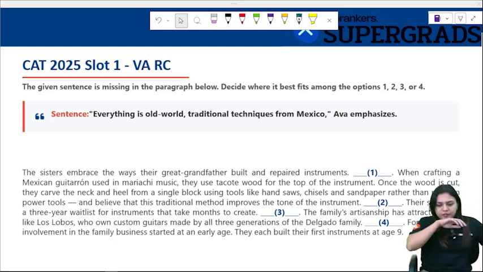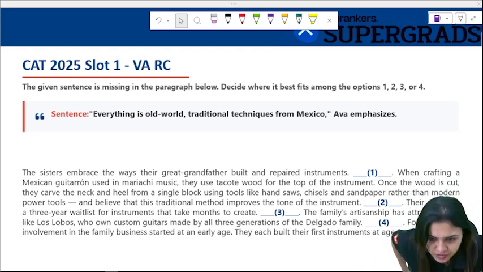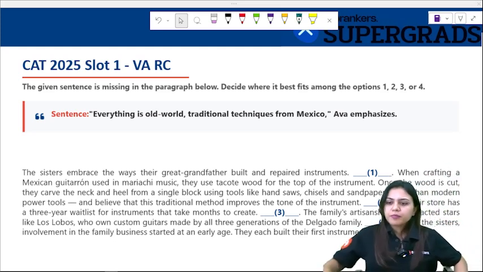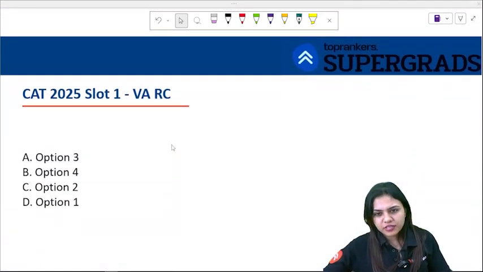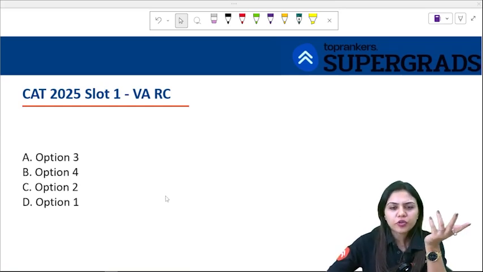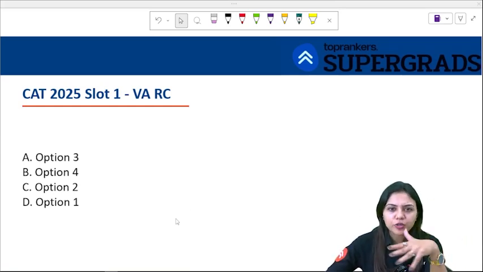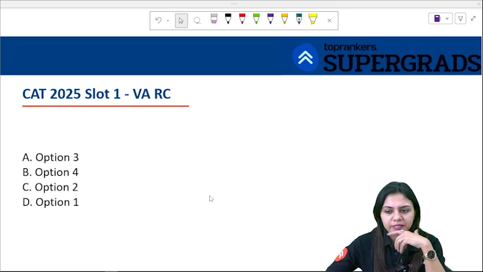I hope you are ready to discuss the answers here. By the way, let me just take you to the next slide. Now, these are the options that are present to us. Option 3, option 4, option 2, option 1. So 3, 4, 2, 1 is basically the sequence here.